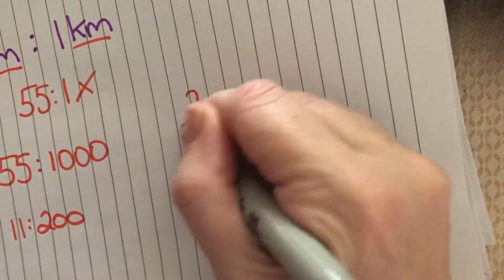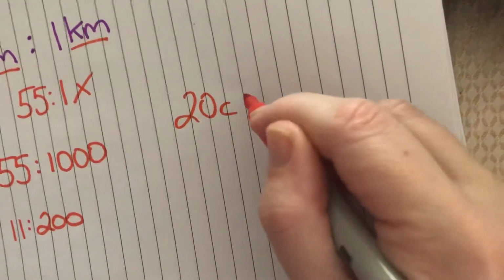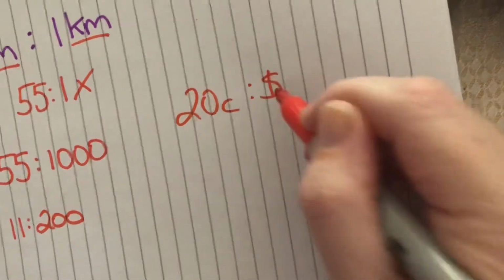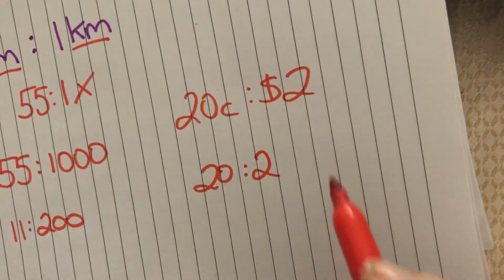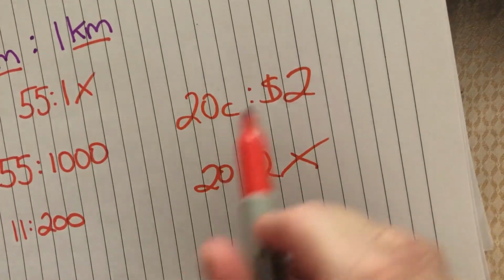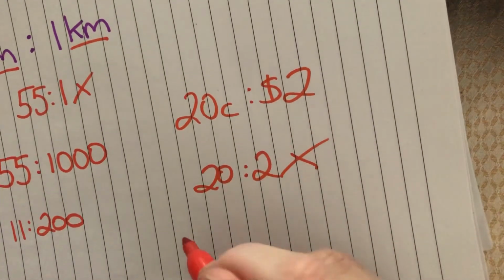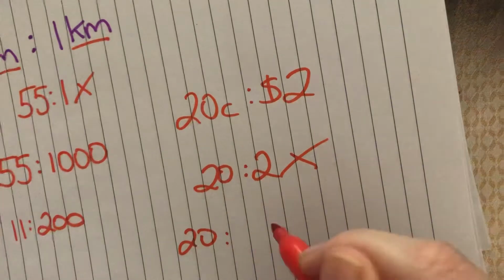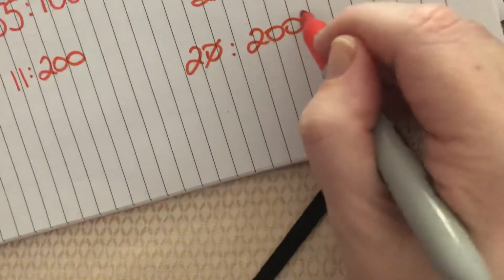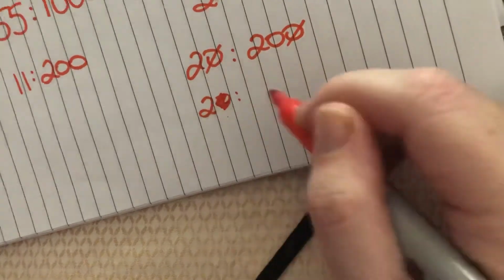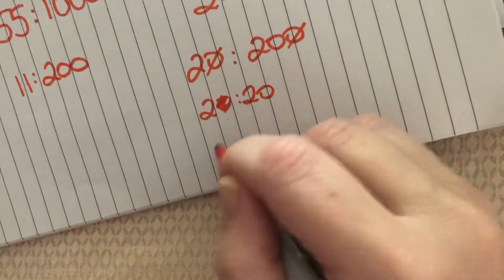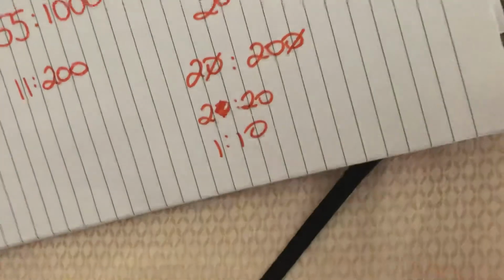Say we were doing money. If I said 20 cents is to $2, 20 is to 2 would be wrong. Okay, we'd have to turn this into cents as well. So we would have 20 is to 200. All right, so then straight off we can knock off that. So we could have, sorry, beg my pardon, 2 is to 20, and then 1 is to 10.